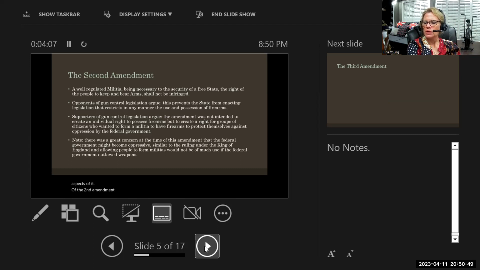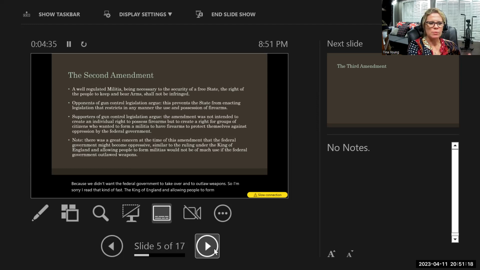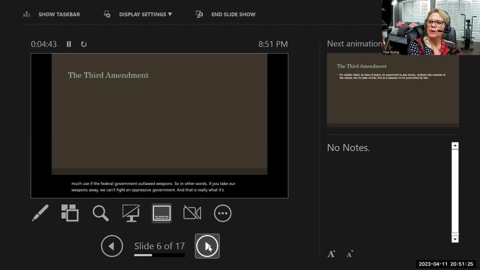There was great concern at the time of this amendment that the federal government might become oppressive because we had just broken away from England and the King of England, and we were allowing people to form militias because we didn't want the federal government to take over and to outlaw weapons. So I'm sorry, I read that kind of fast. Allowing people to form militias would not be of much use if the federal government outlawed weapons. So in other words, if you take our weapons away, we can't fight an oppressive government. And that is really what it's about.